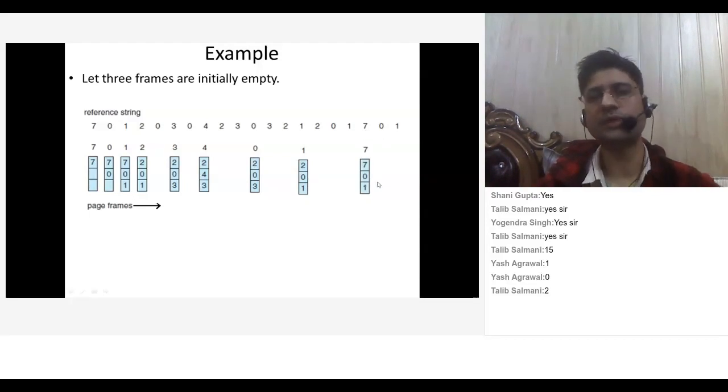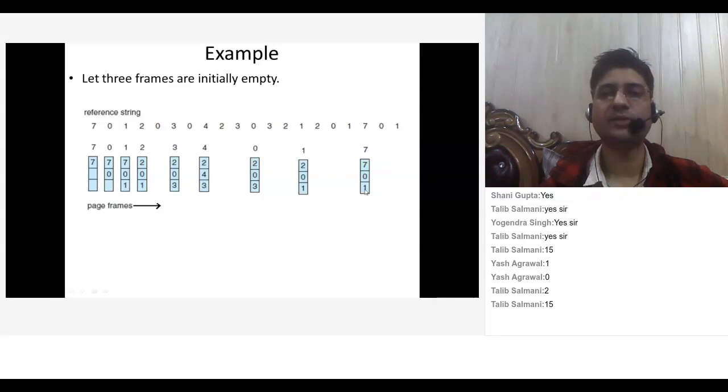Now count the number of page faults. Tell me. 1, 2, 3, 4, 5, 6, 7, 8, and 9. And what was the page fault rate in FIFO? 15. And in optimal page replacement, we are getting only 9 page faults. Okay. So everyone got the concept?